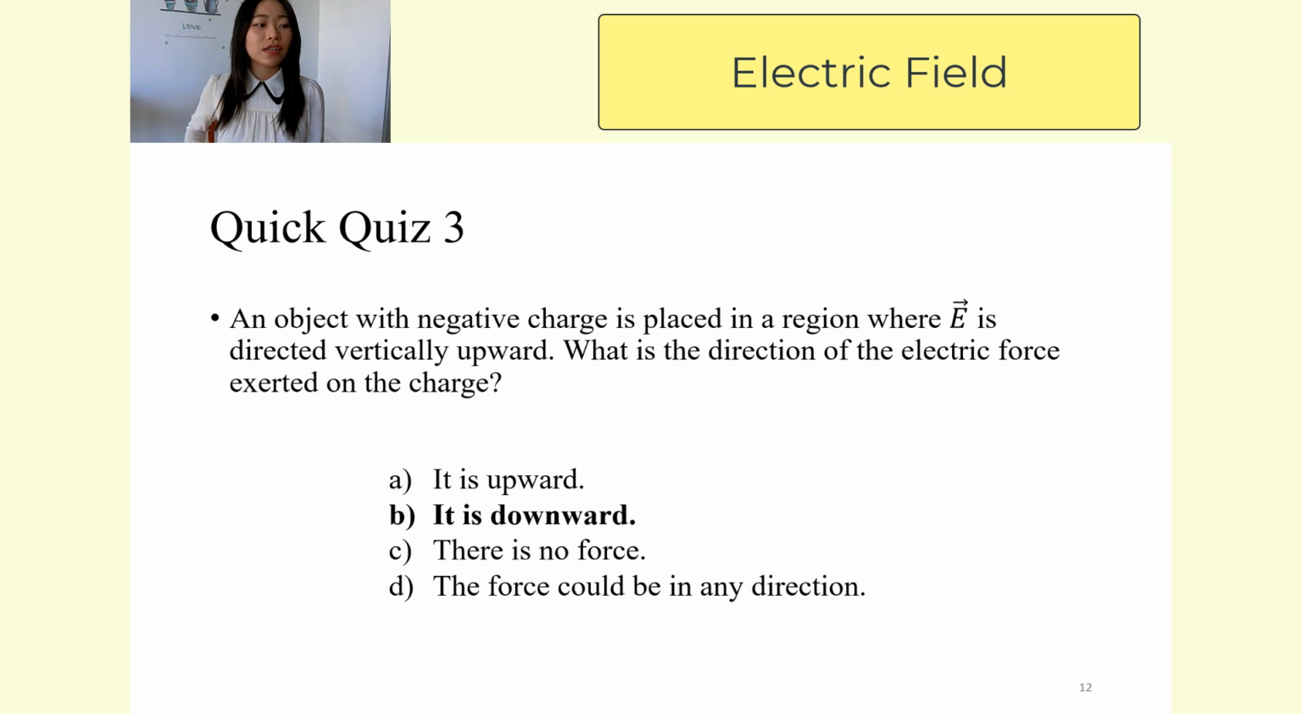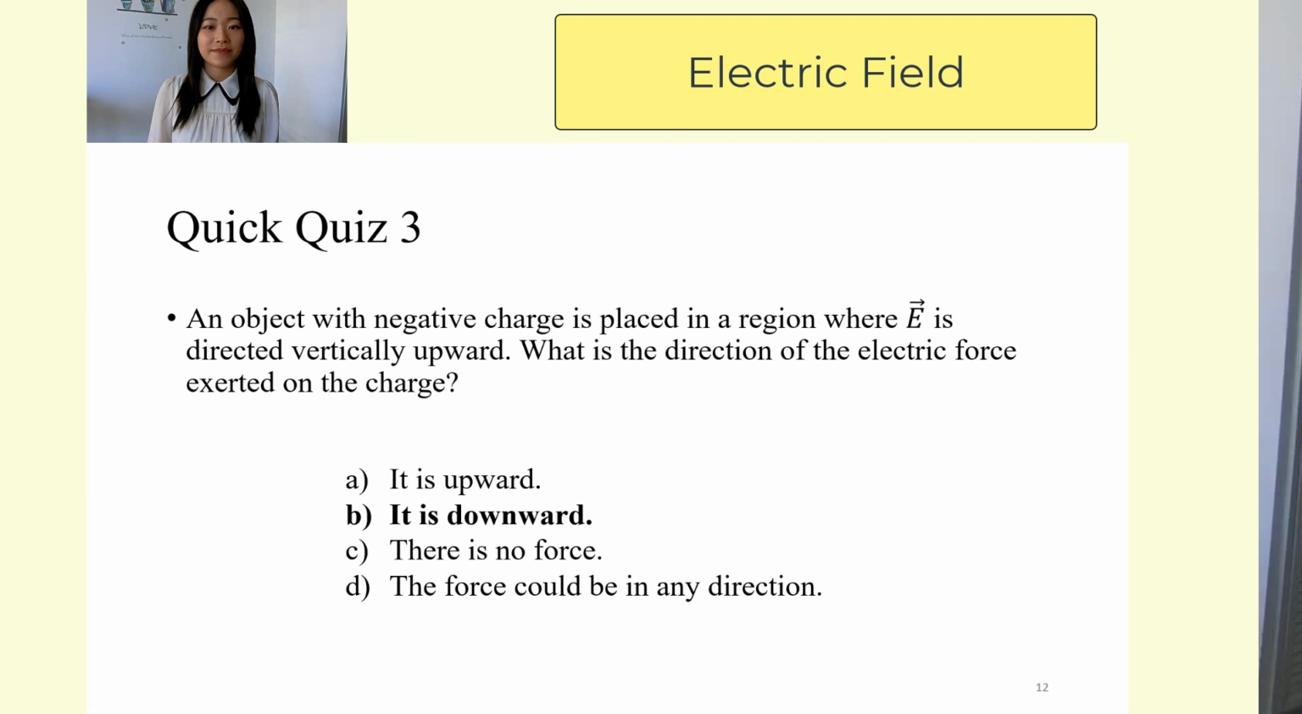Because the electric field is upward and the test charge is negative, and we learned that the force is the test charge times the electric field. So the force and the electric field will be in opposite directions when the test charge is negative. And that is the end of the lecture. In the next lecture, let's look at the electric field from a point charge.